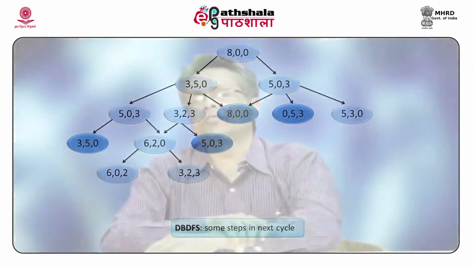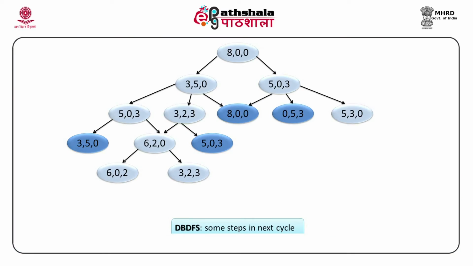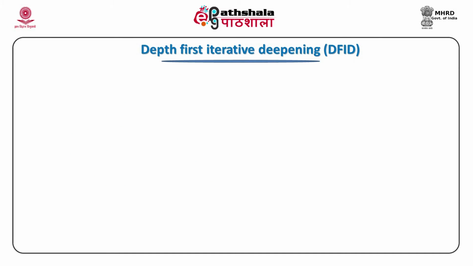Now, you may be surprised why the first cycle is repeated again. You may not repeat, but if you are not repeating, what you are supposed to do is to remember the entire tree, and if there is a problem with memory, you cannot do that. So, you have to repeat that again. So, these are okay. The next one is called depth first iterative deepening.